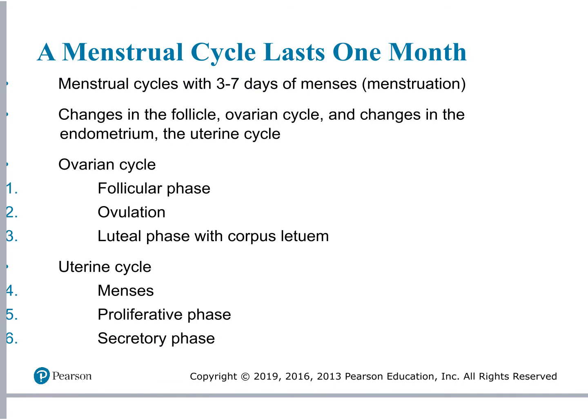Let's talk about the menstrual cycle. The menstrual cycle happens each month. It is a process that builds up the endometrial lining of the uterus and then sloughs it off if there's been no pregnancy. But the menstrual cycle will also include what happens if there's been implantation.